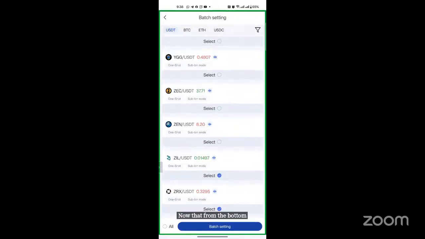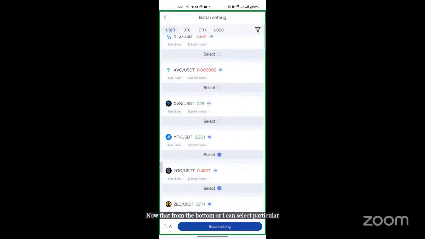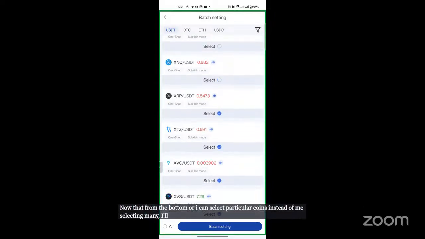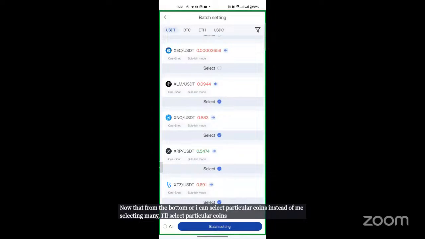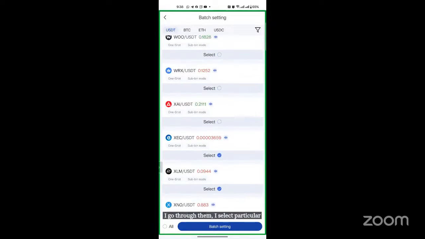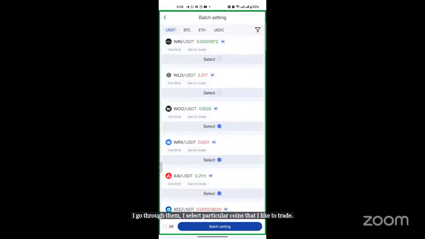Or I can select particular coins. Instead of me selecting many, I'll select particular coins. I go through them, I select particular coins that I like to trade. So I select these ones.